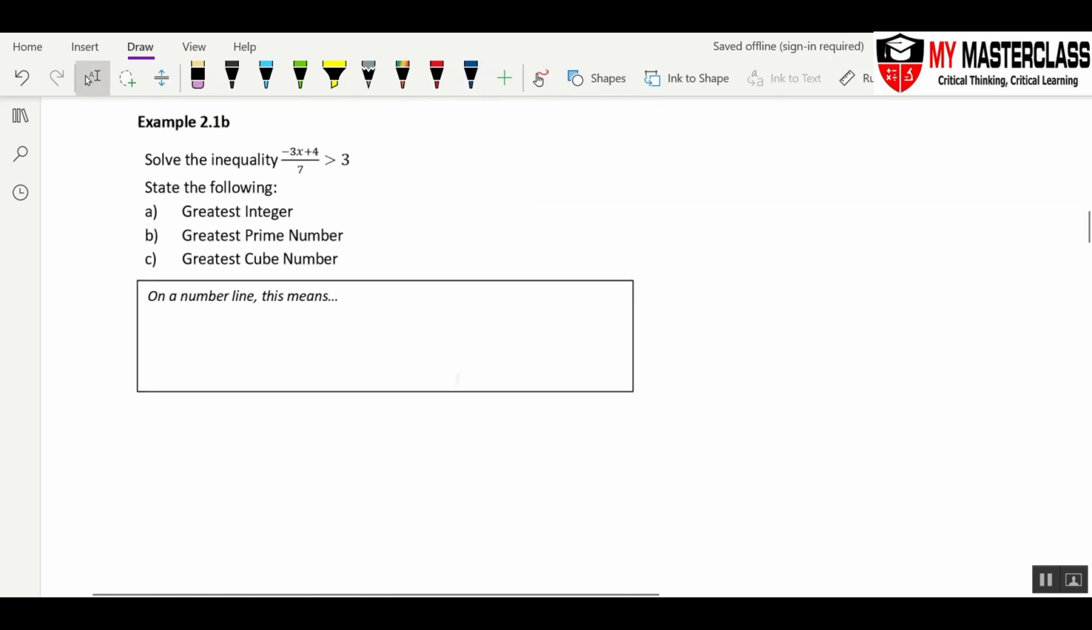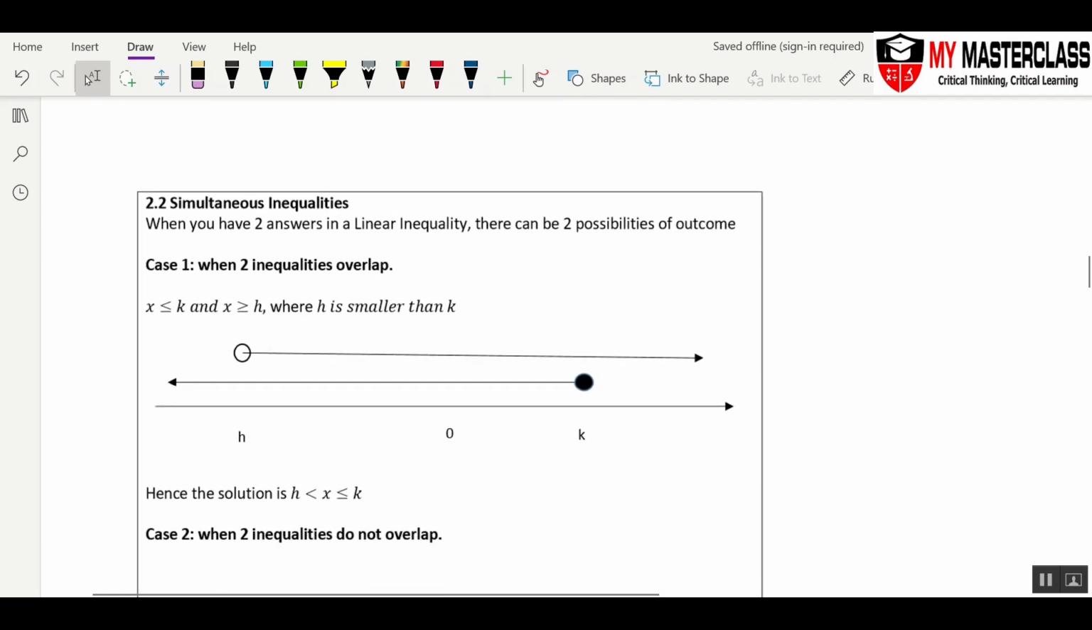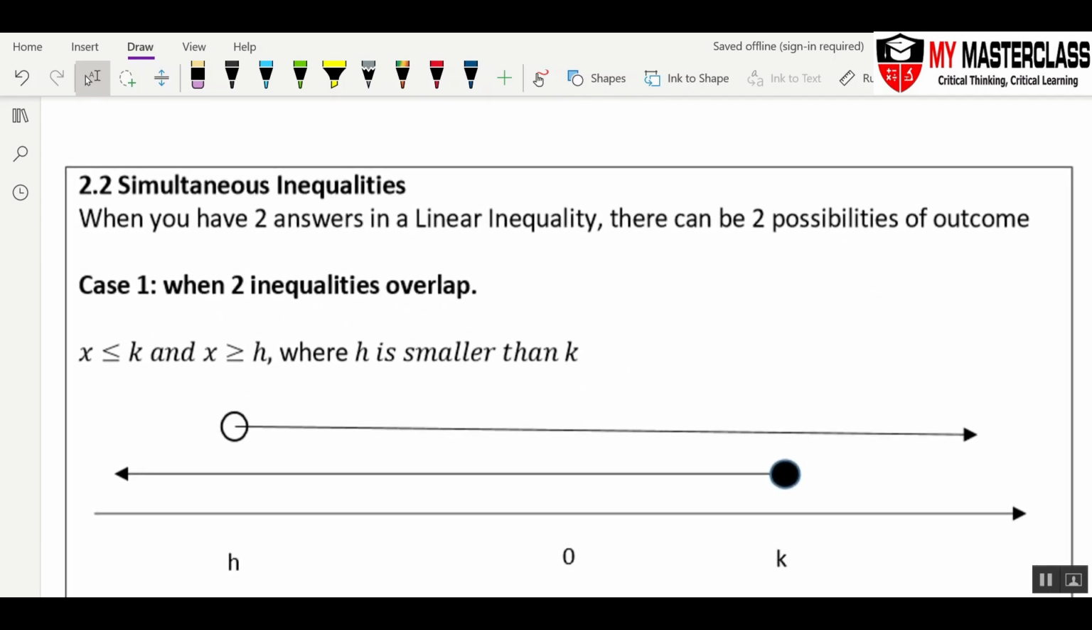Now we talk about the application of simultaneous inequality. Simultaneous is like simultaneous equations. After you work out two inequalities, you may have two answers in an inequality. There are two possibilities. The first one, which is the most common one, is you get x smaller equals to k as well as x greater equals to h. H must be smaller than k. When you draw these two inequalities, for example the first one, x smaller equals to k, it goes to the left side with a shaded circle.